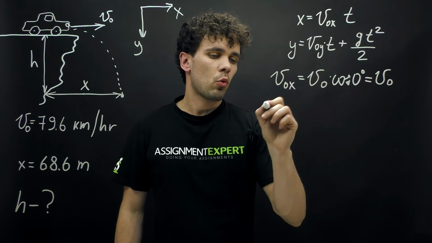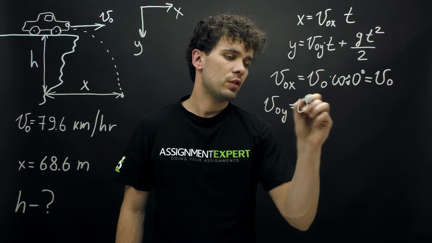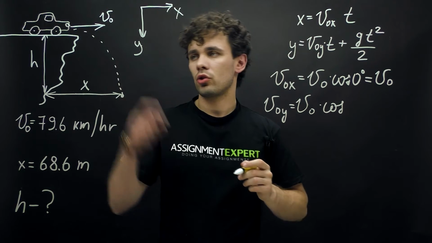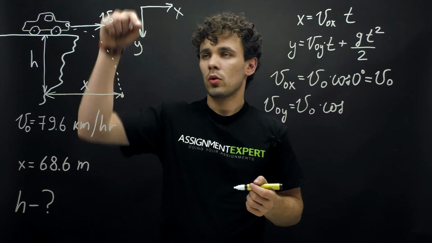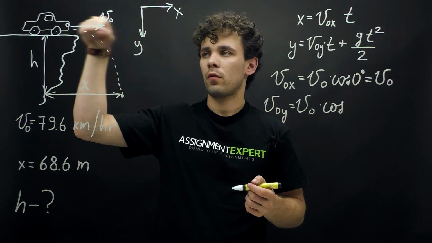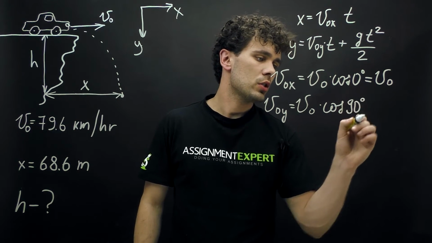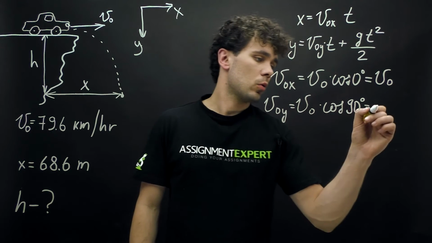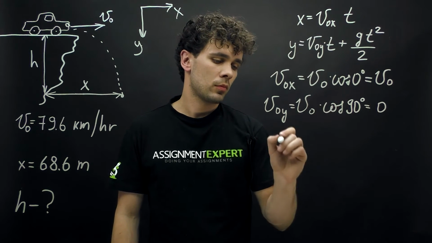And now v0y. Again, this is v0 times the cosine of the angle between the direction of the speed and the positive direction of the axis. So y goes downwards, therefore the angle is 90 degrees. So we have cosine of 90 degrees, which is 0. Therefore, v0y equals 0.